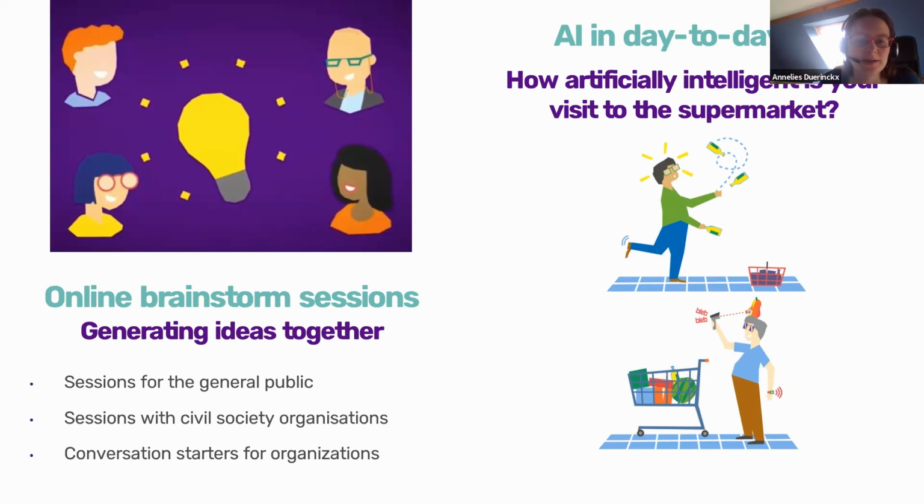And then, to attract people to the project, we created an easy and fun test about AI in your daily life: how artificial intelligence is your visit to the supermarket? People could answer some questions about things they do in the supermarket, like what typical fruit and vegetables they would buy, if they would pay with card or with cash, if they make a grocery list on paper or on their smartphone. And then in the end, they received a score on how much AI was present in their supermarket visits.